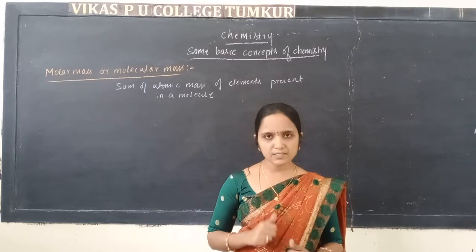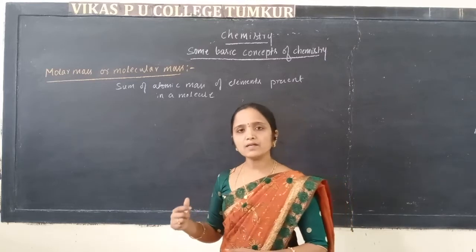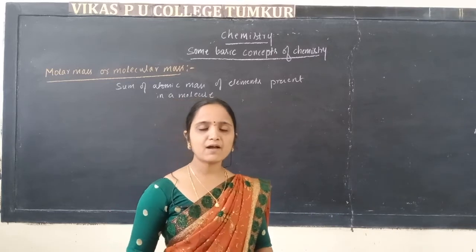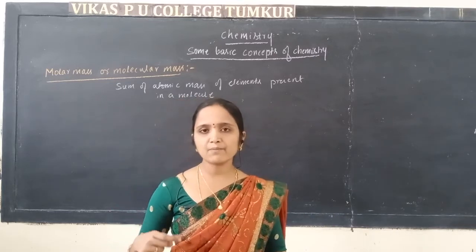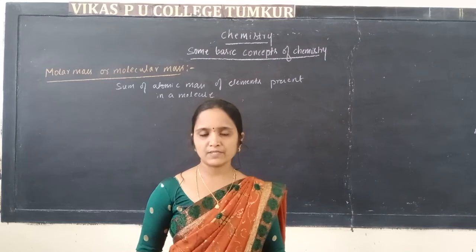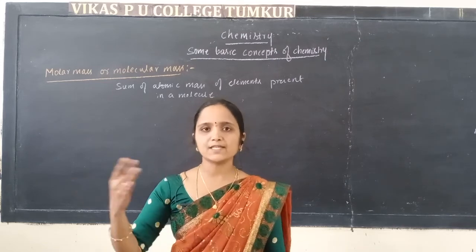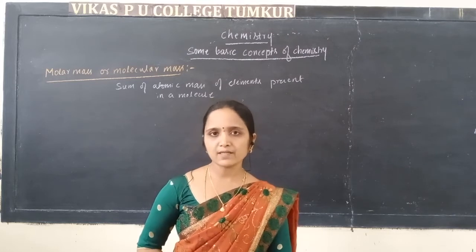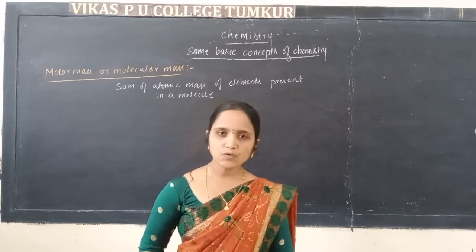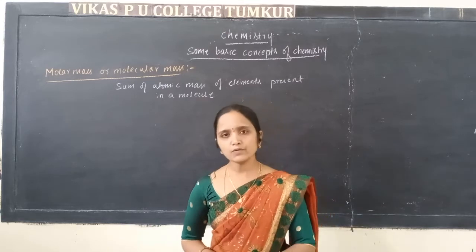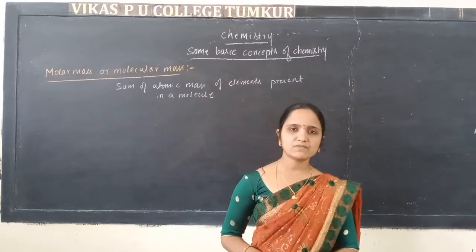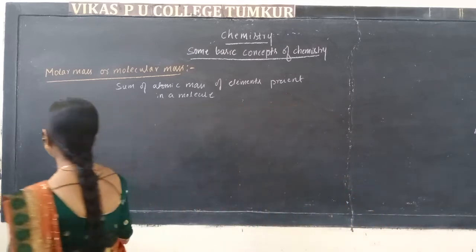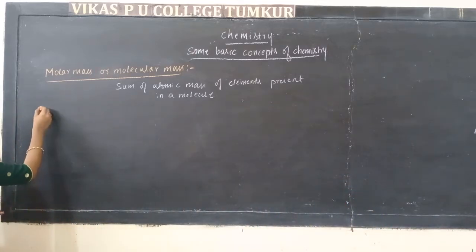How to obtain this molecular mass? The molecular mass is obtained by multiplying the atomic mass by the number of atoms present and adding them together. Now we will discuss how to calculate the molecular mass of a particular molecule. Sometimes this is given in the examination.